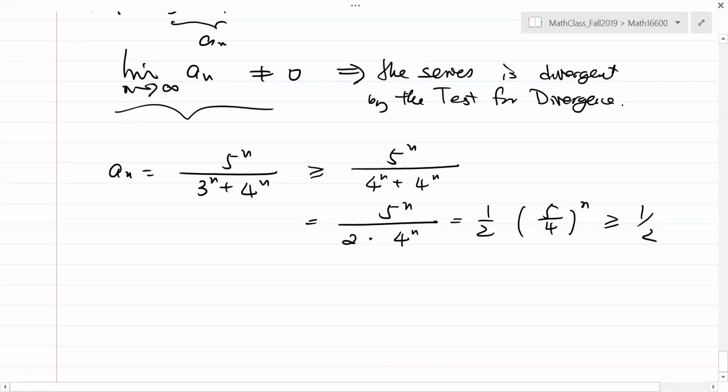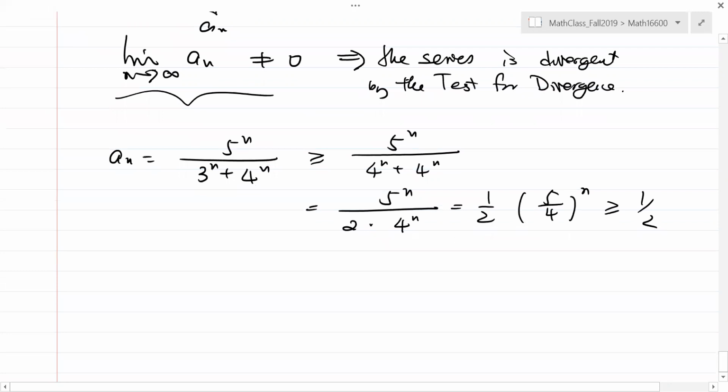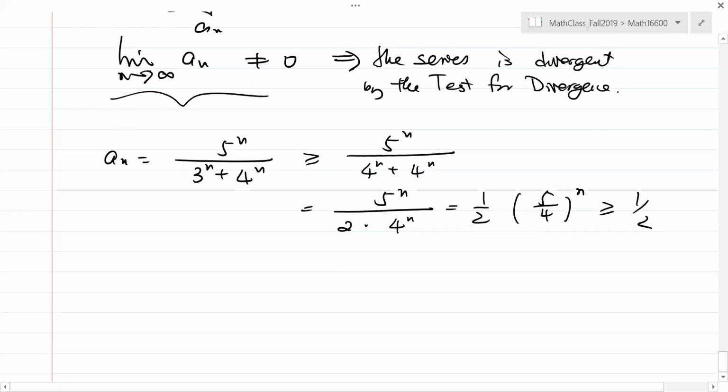Therefore, the nth term does not approach 0. I don't need to know the exact limit, whether the limit exists or not. I can conclude that the nth term is not going to approach 0, if the limit exists. If it does not exist, that's fine. Okay.